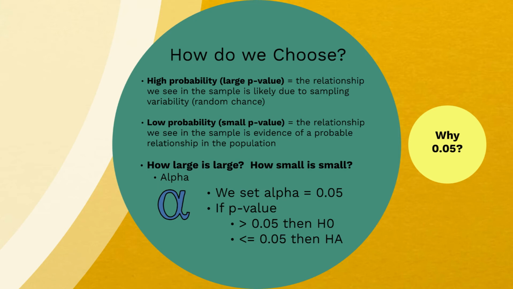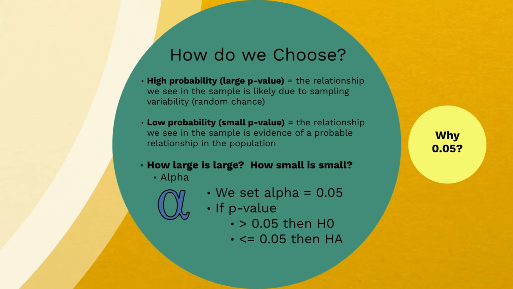Low probability, or a small p-value, means the relationship we see in our sample is evidence of a probable relationship in the population. Remember, a relationship in the data is the alternative hypothesis. So how large is large and how small is small? This is where something very critical to statistical testing comes in called alpha. Alpha is what we compare our p-value to.